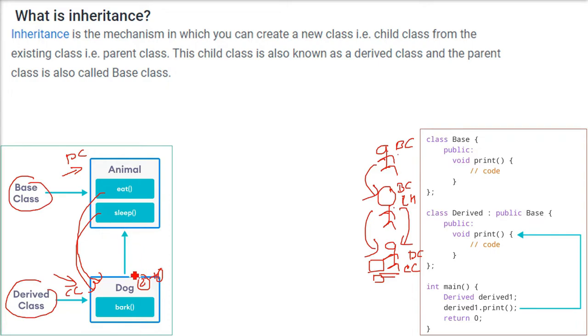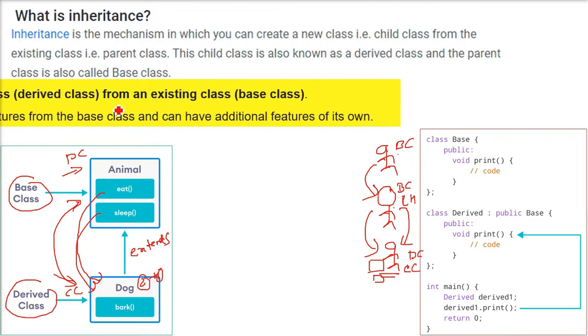Parent is also known as base class. See, the child is inheriting all the content of base, but base cannot inherit anything from the child. The reverse is not possible. So dog extends animal. Dog class, it extends animal. That is, the dog is inheriting the animal class, or you can say animal is inherited.